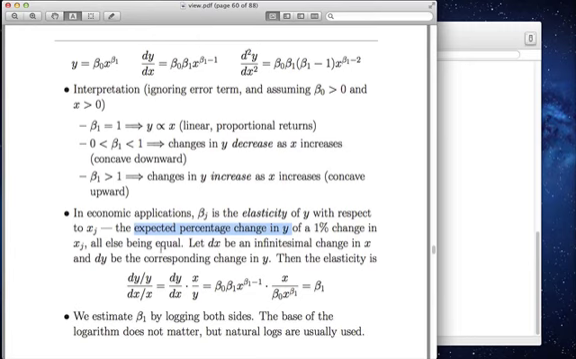So let's go directly from the definition here. It's the expected percentage change in y. So what is the change in y relative to the y value for a corresponding percentage change in x, relative to the x value? I've worked out the derivatives for you up above, and so what you'll see is that sure enough, this percentage change in y relative to the percentage change in x works out to be exactly this regression coefficient.